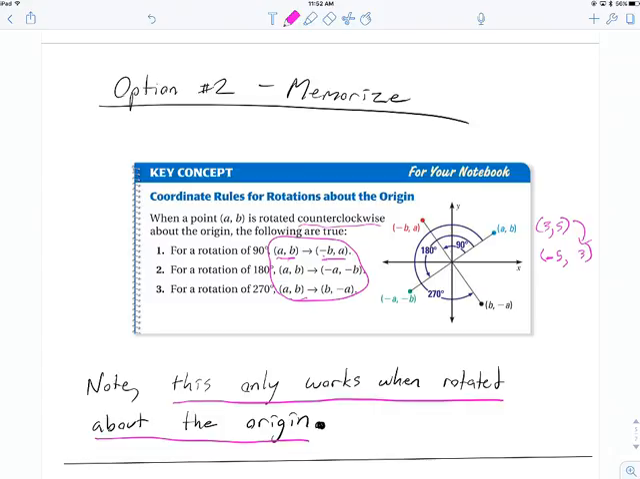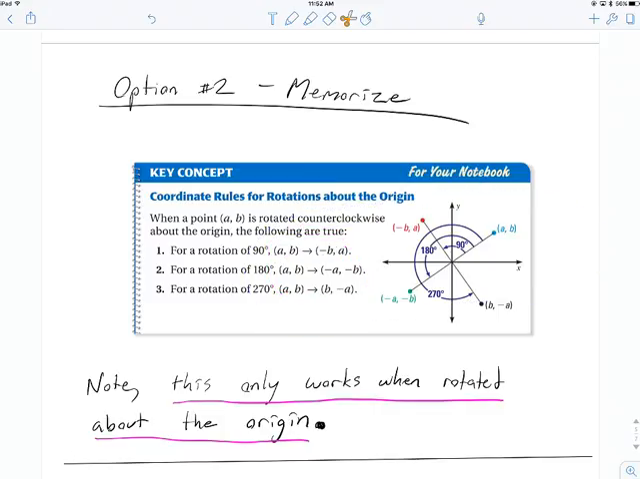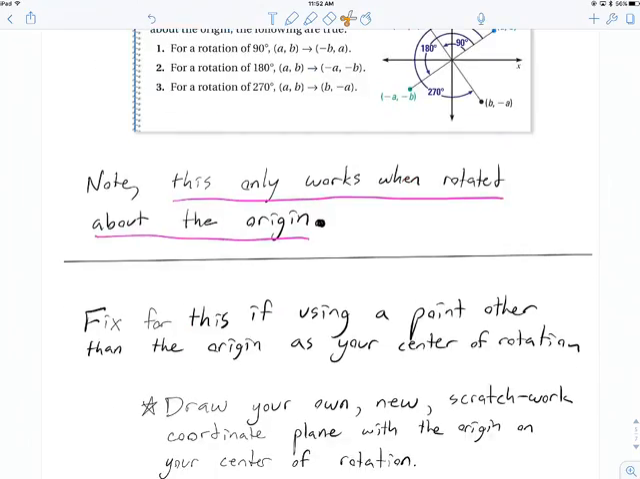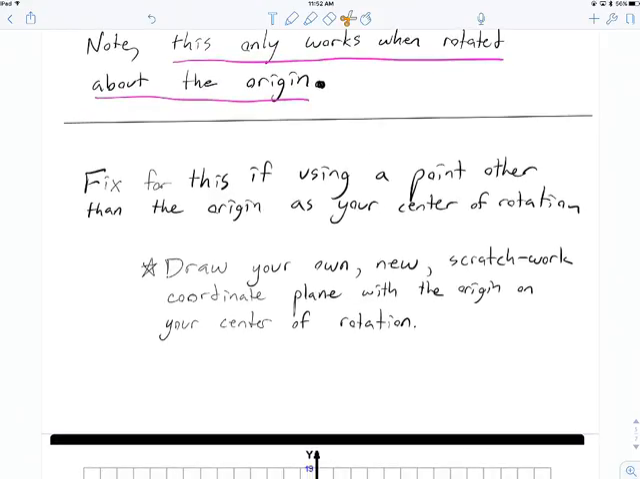Now to me, that is not helpful. To some people, that is awesome. So if you want to run with that, great. And I'll even give you one extra thing. So that only works if you're rotating around the origin. However, we have a little fix. If you're rotating around a point other than the origin, a little fix is to draw your own coordinate plane.